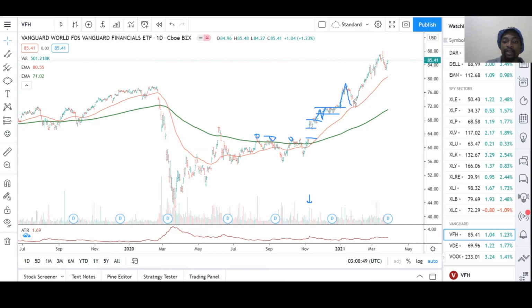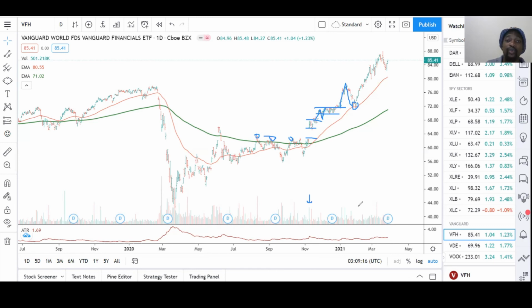It came back, it found support near this previous resistance level, but it also found support on the 50-day moving average. So we like to see multiple confluences. For instance, this ETF found support on the previous resistance level, and at the same time it has this 50-day moving average. So there is really no better place to buy unless you see a lot of confluences.